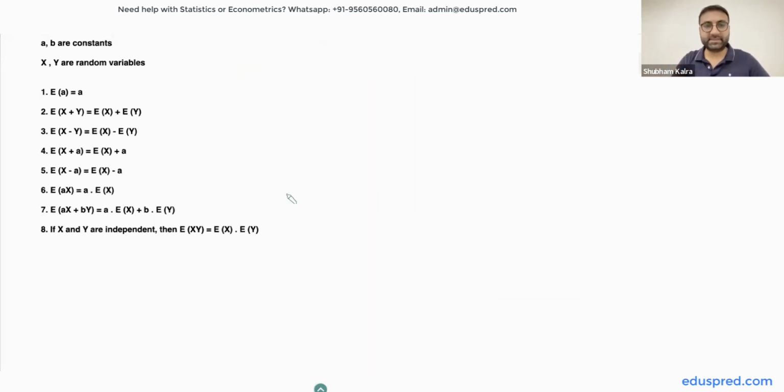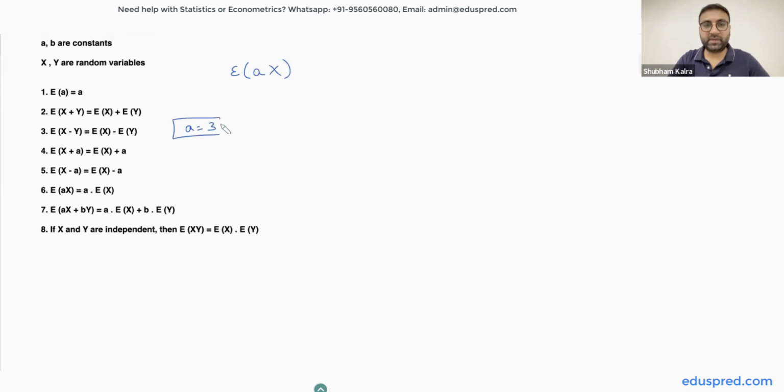Let's move to property number 6. Property number 6 relates to the multiplication and the division of a random variable by a constant. So let's see, what do we have? This is expected value of a times x. Over here, I have written a multiplied by x, but a could be equal to anything.